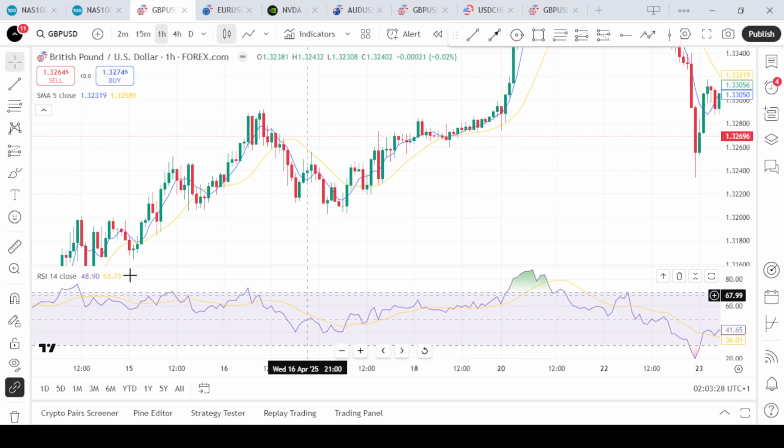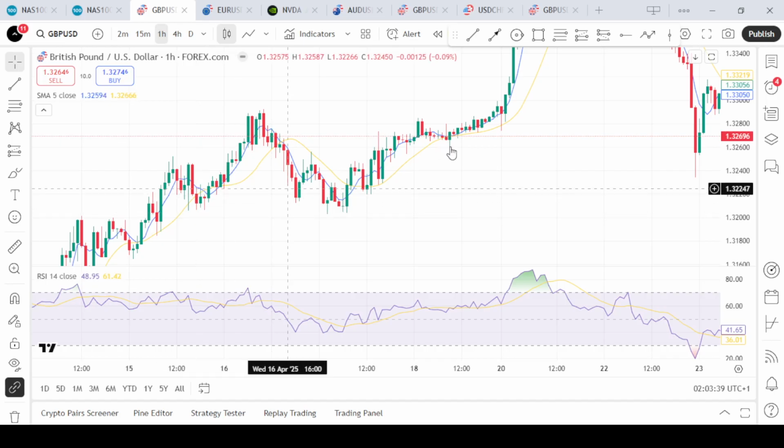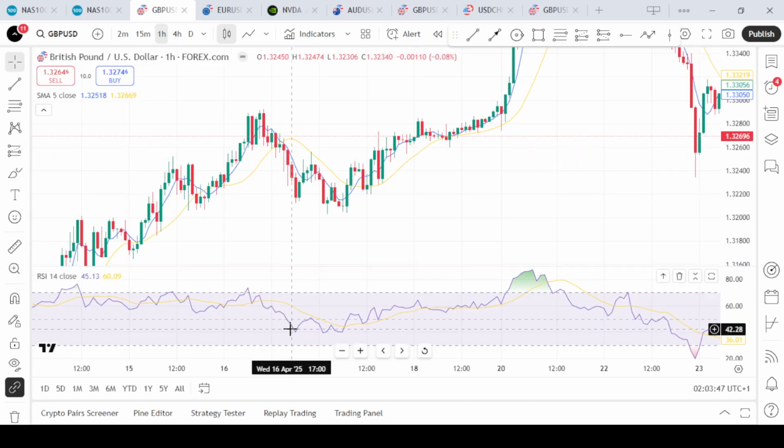Remember, the RSI overbought region is above 70, and in this area where we saw our crossover, it wasn't above 70. While in a selling scenario, you would have to make sure that when you see your crossover, it is not below 30.